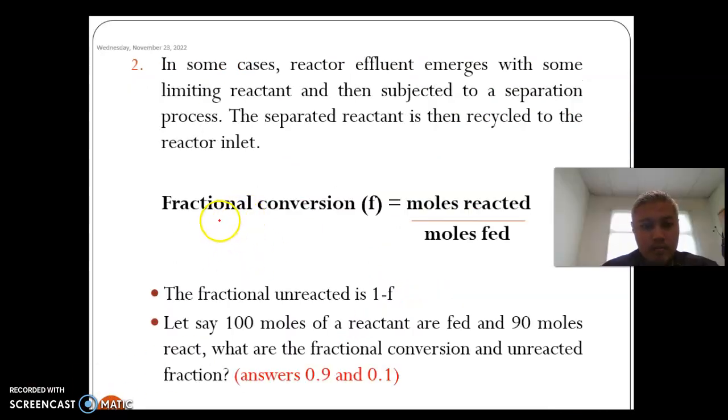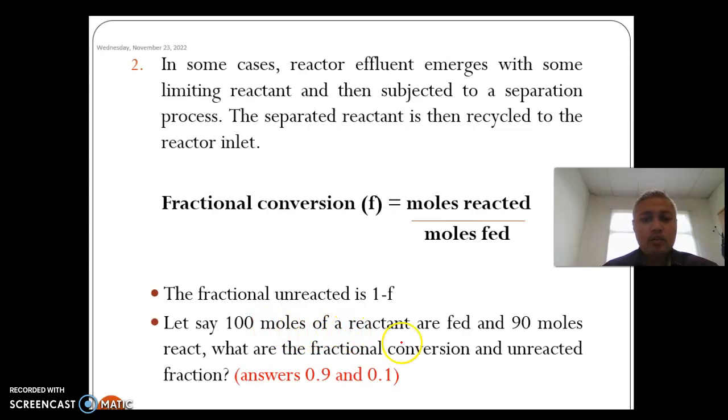Then we have another term, what we call fractional conversion, or F. The formula is moles reacted over moles fed. So the fractional unreacted is 1 minus F. If F is reacted, then unreacted is 1 minus F, because conversion is in terms of proportion, and the maximum value of F is 1. So that's why we take 1 minus F to get the fractional unreacted.